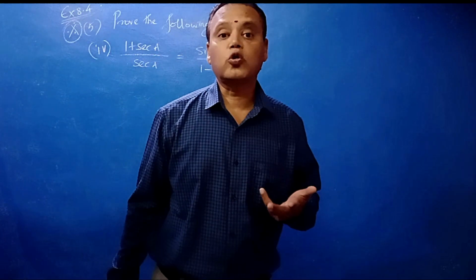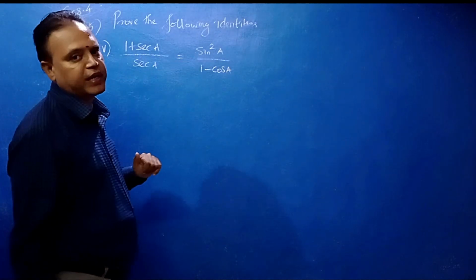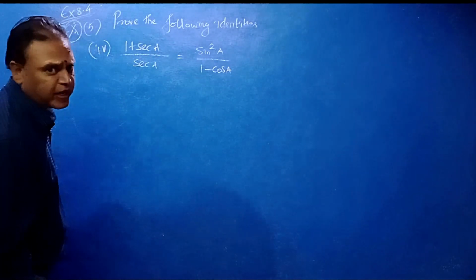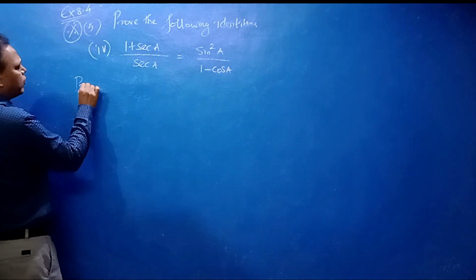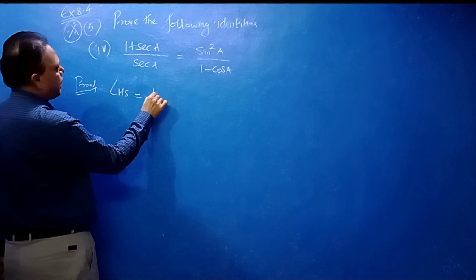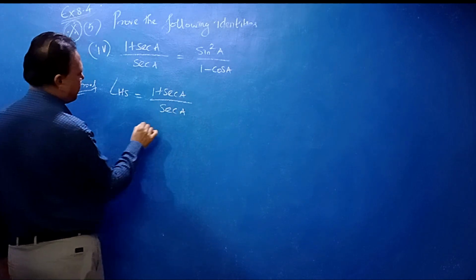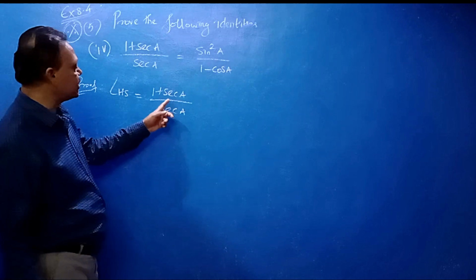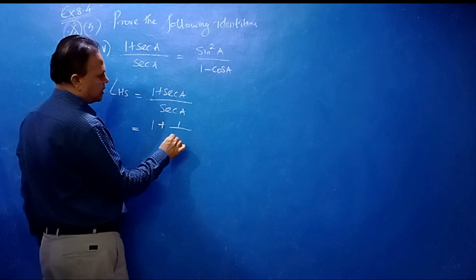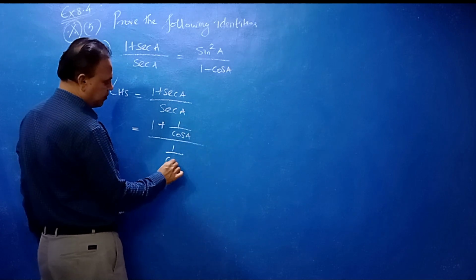So next we will see the fourth problem. (1 plus secant A) by secant A equal to sin squared A by 1 minus cos A. How to do? You take the left hand side and simplify. You may get the right hand side. LHS you take. Now what I am going to do is use the reciprocal of secant A. Clear? (1 plus 1 by cos A) by 1 by cos A.